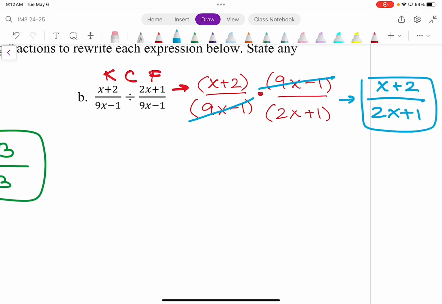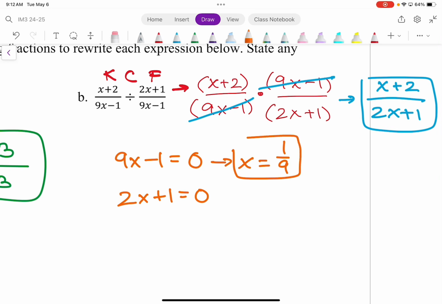Simplest form. Let's not forget our excluded values. You are also including factors that you have canceled out. So 9x minus 1 and 2x plus 1. That means that x equals 1/9 is one excluded value, and x equals negative 1/2 is your second excluded value. What's up?